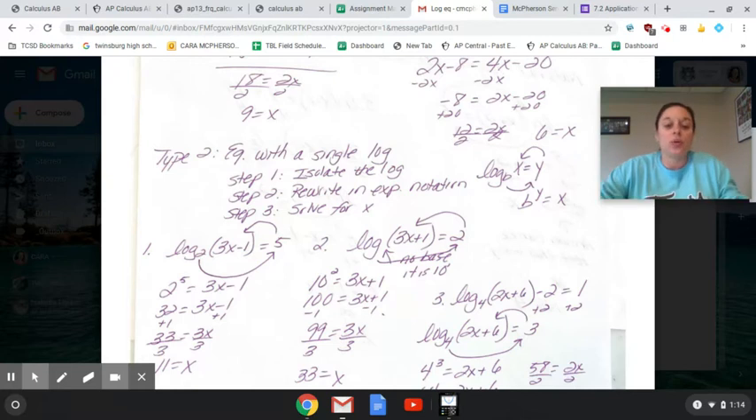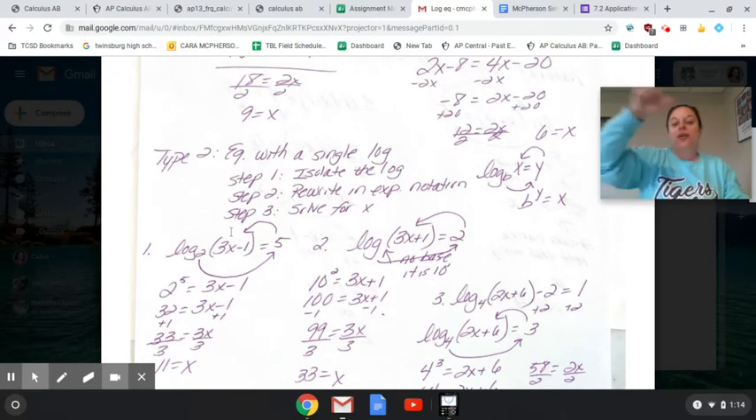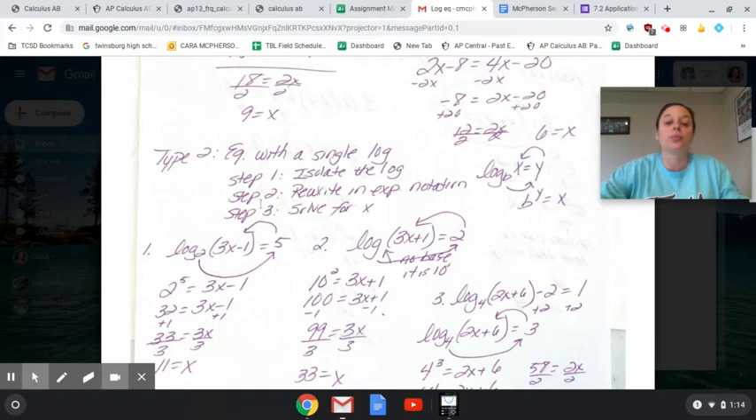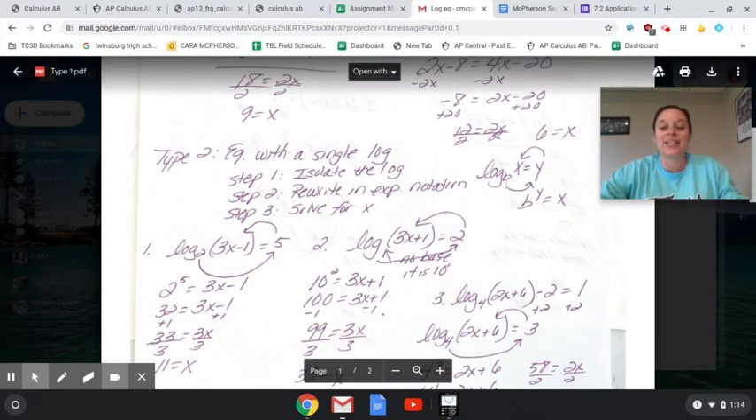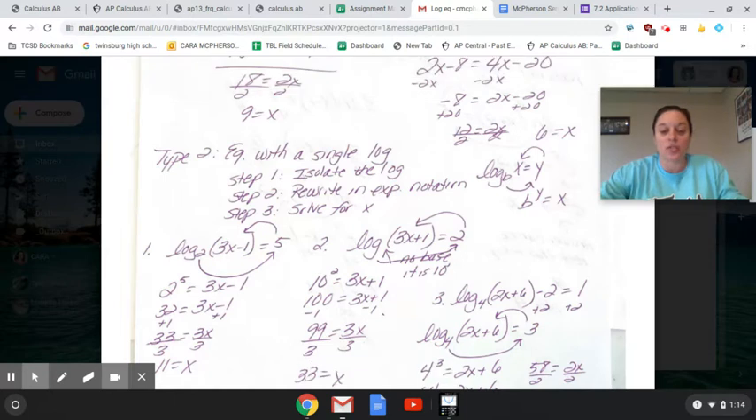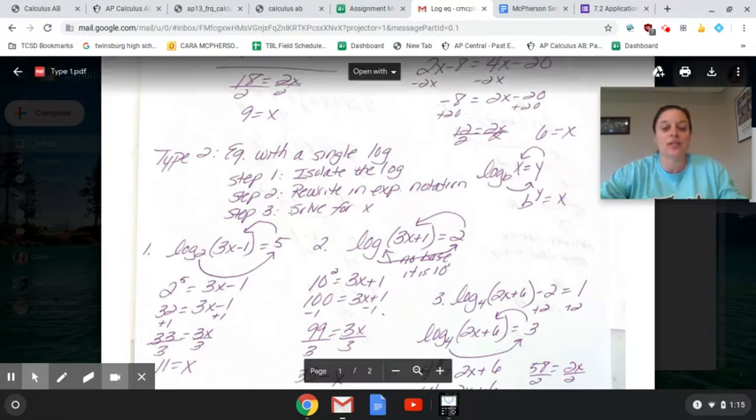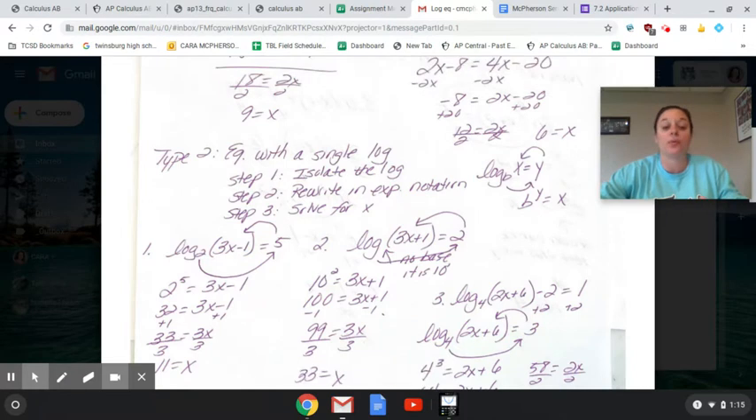Step 2 is you're going to use that, I call it the circular pattern or the cloud pattern, where you're going to rewrite it. And I put a little note over here of what that pattern was. You're going to take the base to this power equaling this value. So you're going to follow that circle. And then your last step is going to be to solve for x. And again, it's going to be something really simple to solve.